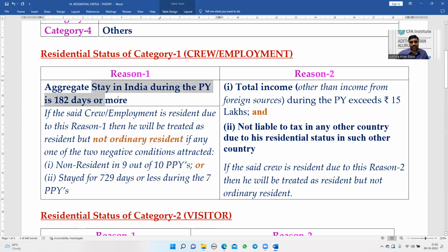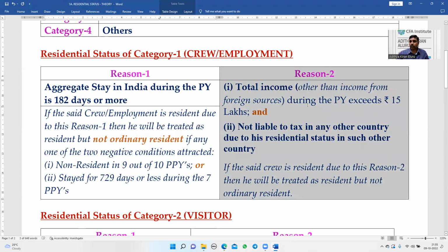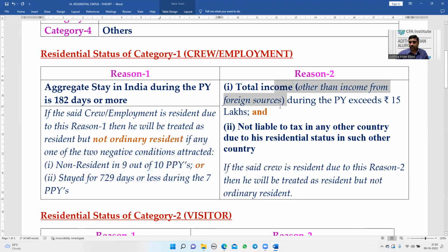If he satisfies this one positive condition, he is a resident, but if he gets subtracted by any one of these two negative conditions, he is a resident but not ordinary resident. But if he is a resident by satisfying reason two, there is no chance of becoming resident and ordinary resident. Always he is a resident but not ordinary resident. No need to check the negative conditions.